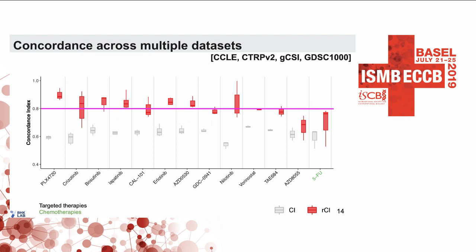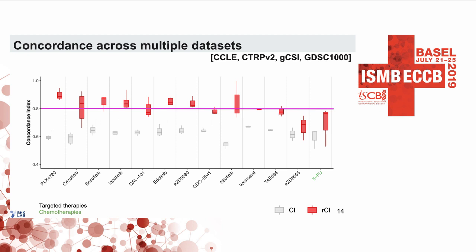So here I'm showing how RCI improved the consistency that we can assess by looking only at the observed drug response across different data sets. I look at the 4 different data sets, CCLE and CTRPV2, as I said, from Broad Institute, GCSI from Genentech, and GDSC 1000, and I assess their concordance using CI, as shown in the gray box, and RCI, as shown in the red box, for any 2 of these 4. So you would expect to see 6 points in each of these boxes.